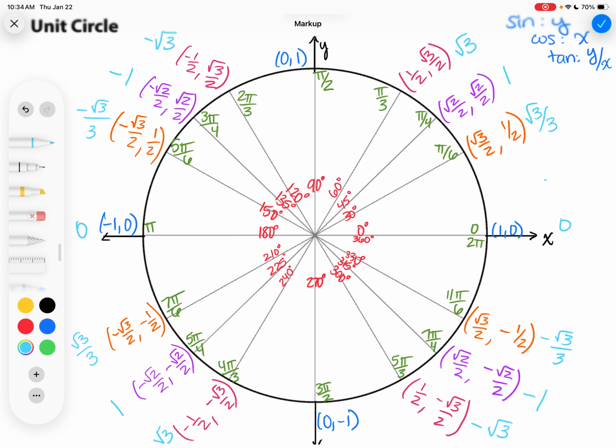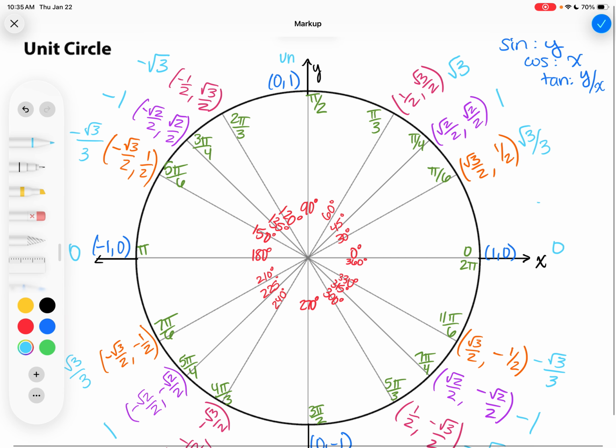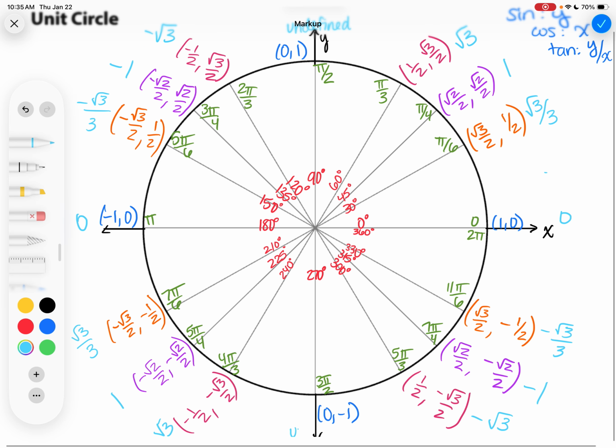On the y-axis, I have 1 divided by 0. What is that? What happens when I divide by 0? If I gave you a slope and you ended up with a 0 in the denominator, what happens? Undefined. So the tangent value up here is undefined. Then on the bottom, negative 1 divided by 0. Undefined.